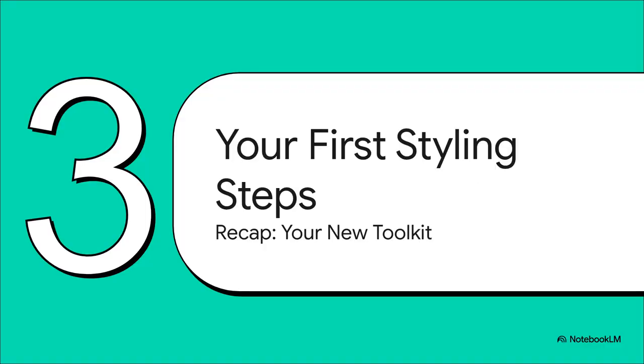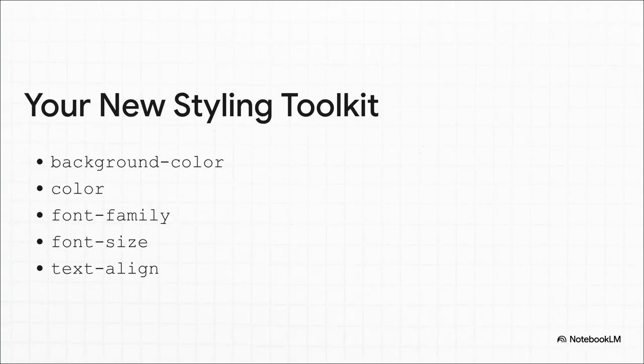So, let's take a breath. In just a few minutes, you've gone from a totally plain document to a page that actually has some style. Let's do a quick recap of the awesome new design tools you now have in your back pocket. Just think about this new toolkit. You can use background color and color together to create contrast. You can pick a font family to set the entire mood, and then you can use font size and text align to create a path for the reader's eye to follow. This is a fantastic foundation for styling pretty much anything.